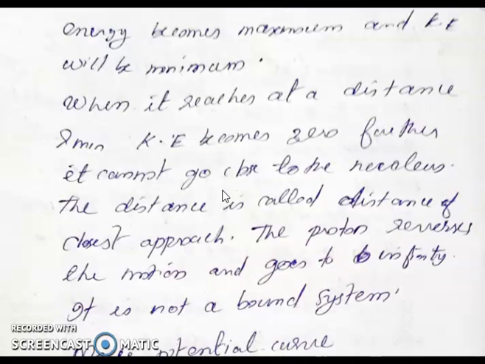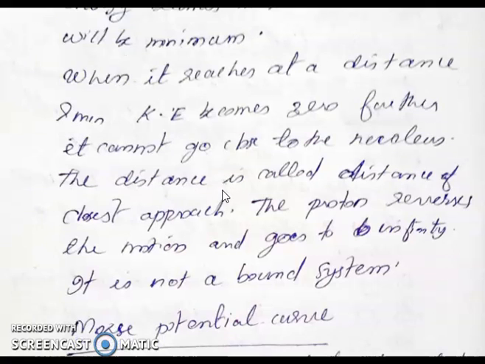The distance is called the distance of closest approach. The proton reverses the motion and goes to infinity. The proton reverses the motion when the kinetic energy is equal to 0. At that position, it reverses the direction and goes to infinity. This is not a bound system. It is an example of an unbound system. Here we are discussing conservative forces only, but the system is not forming a bound one.